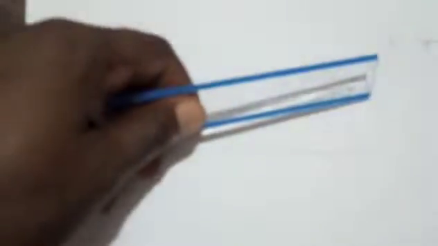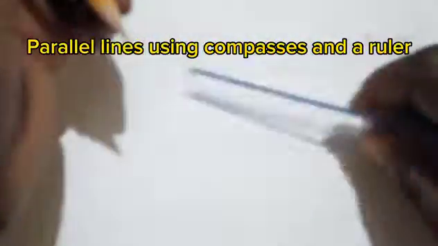So if you place another place, it should give you the same 4 centimeters. So that shows that they are parallel. So that is how to construct parallel lines using a set square and a ruler. So the next stage is to learn how to construct parallel lines using compass and ruler.